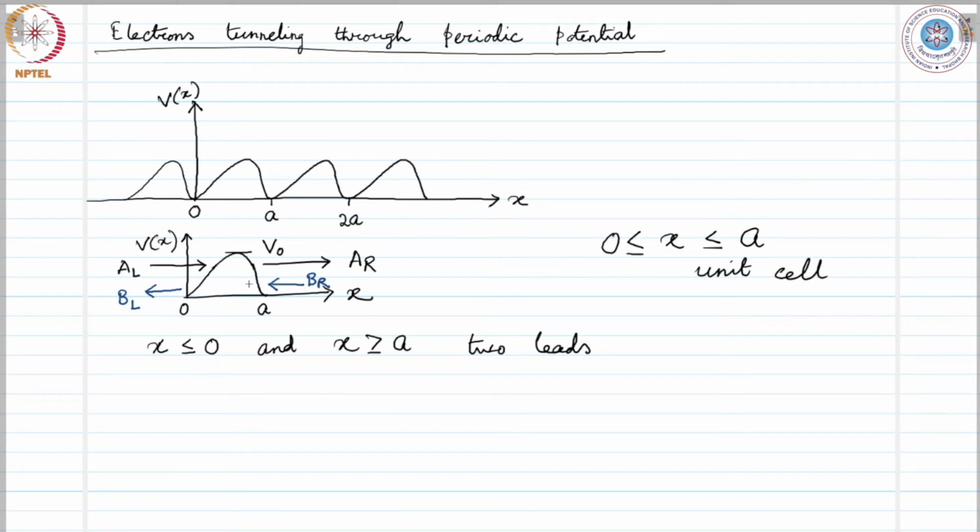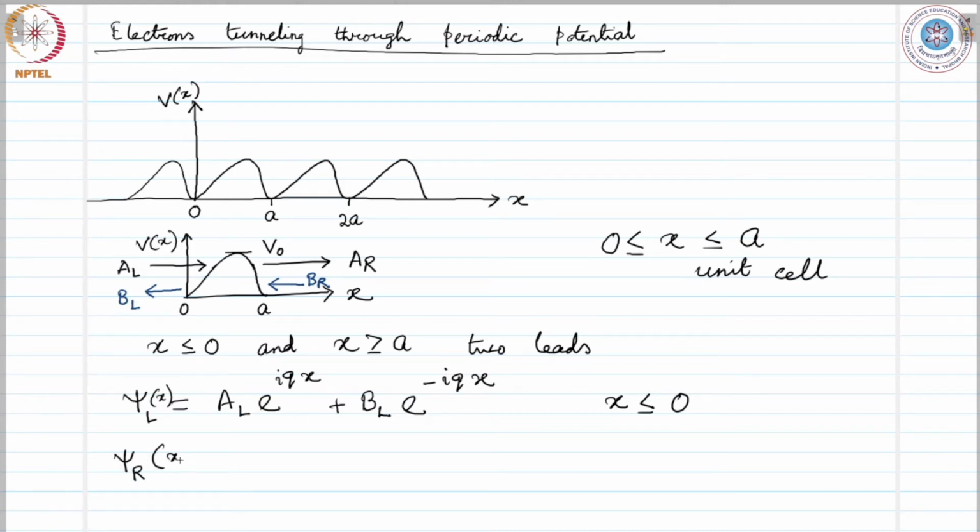So, if we have this kind of a situation, then the wave function in the left hand side of the potential, that is the left hand lead, would be given as psi_L(x) = A_L e^{iqx} + B_L e^{-iqx}. This is for x ≤ 0. We have discussed this kind of wave function earlier also. Now, we are doing it in terms of the transfer matrix elements.